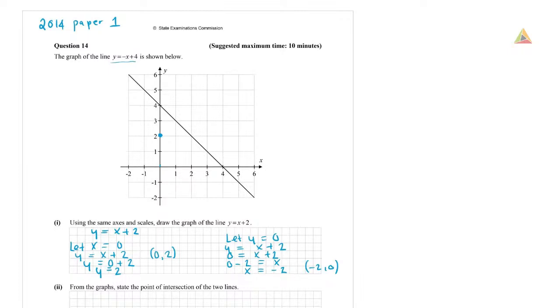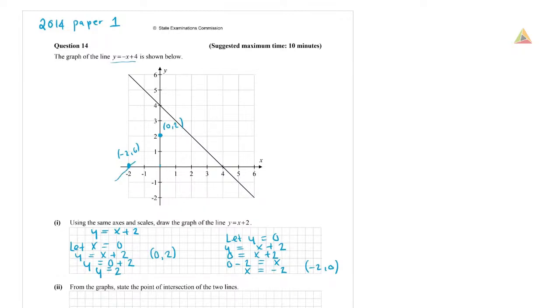Your next point then is minus 2, 0. So minus 2 on the x-axis is here and the point 0 is also there. So minus 2, 0. And I'm just going to mark these in on the diagram as well. This is the point 0, 2. And this is the point minus 2, 0. And what you do then is get your ruler and draw your line.